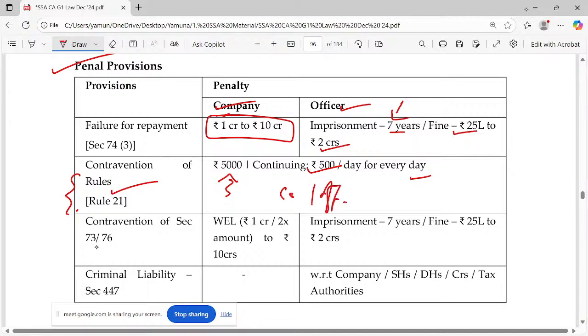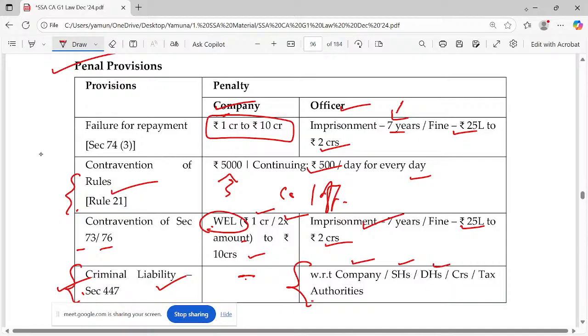Okay. If you are not following section 73 and 76, then whichever is lesser of 1 crore or 2 times of the amount, maximum it can go to 10 crores. Imprisonment 7 years, fine 25 lakhs to 2 crores. And along with that, you'll get the criminal liability also. Criminal liability is related to crime, imprisonment. It's not a criminal liability for the company, but for the officers, they'll get the criminal liability. So probably company or shareholders, whoever it is, criminal liability is applicable everywhere.